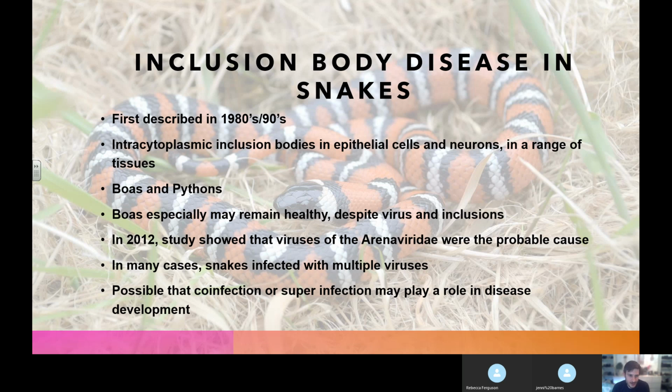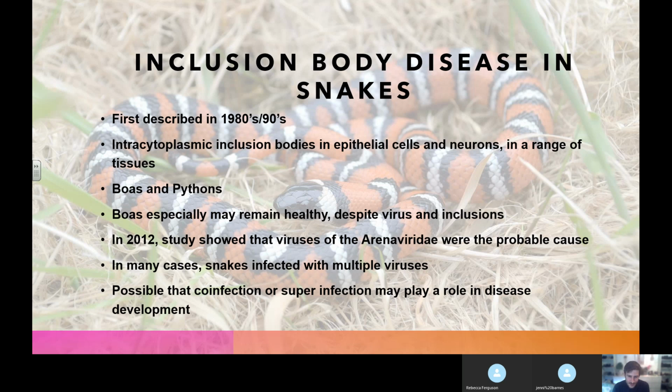This disease, inclusion body disease, affects boas and pythons. It's called inclusion body disease because the viral disease causes what are called inclusion bodies, which are little protein deposits that you see in certain cells, particularly in epithelial cells and in neurons, so nerve cells. And you see those in a wide range of tissues.